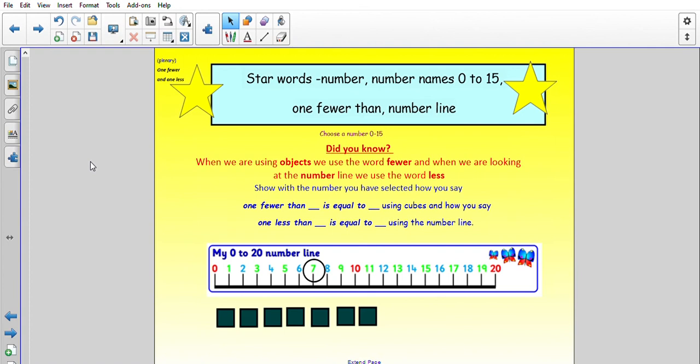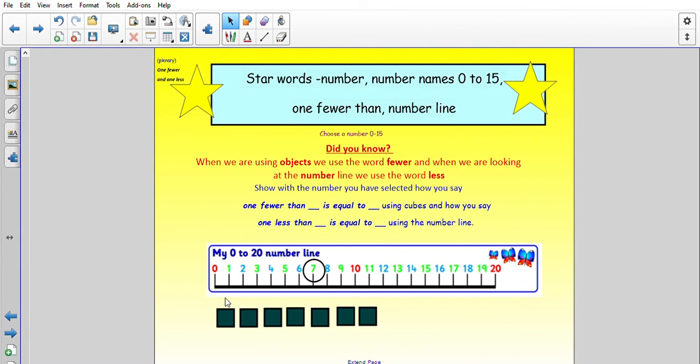Welcome back. Nice to see you again. How did you get on with finding 1 fewer than is equal to? Good job. So yesterday we were thinking about the words that we use when we're using objects or when we're using a number line. And sometimes they're a little bit different, but it doesn't really matter because they mean the same things. So when we're talking about objects, we tend to use the word fewer. Fewer, because you haven't got as many. So we've been thinking about fewer, haven't we?